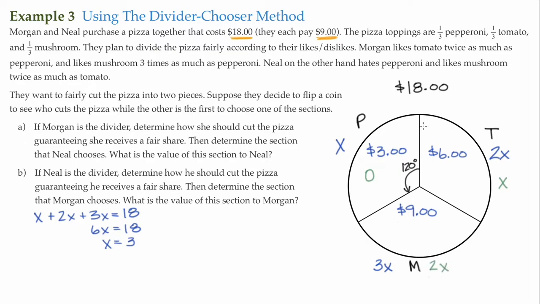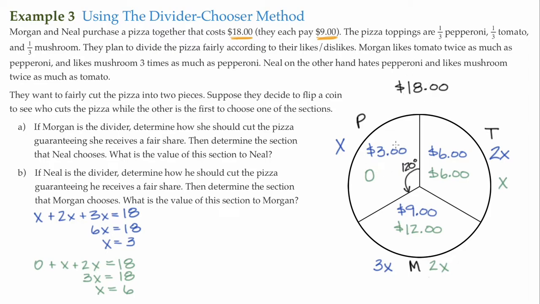Again, if we add up all these sections, they should come out to be the price of the pizza. 0 plus X plus 2X should be equal to $18. X and 2X, that's 3X. Again, using algebra, dividing both sides by 3, X is equal to 6. So here, for Neil, the tomato section is worth $6. In the mushroom section, 2 times X is $12. And of course, $12 and $6, that's $18.